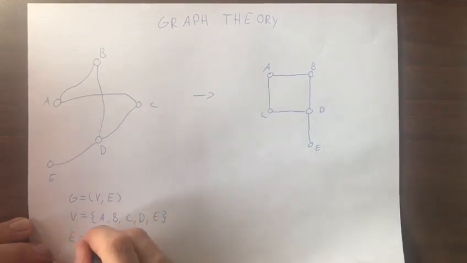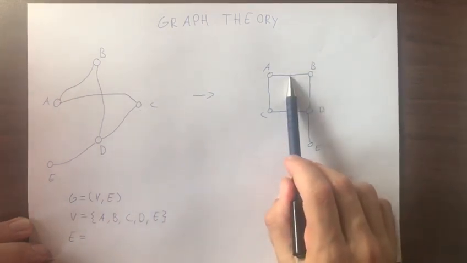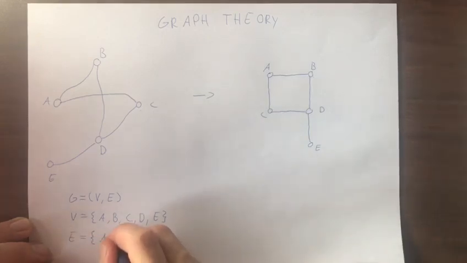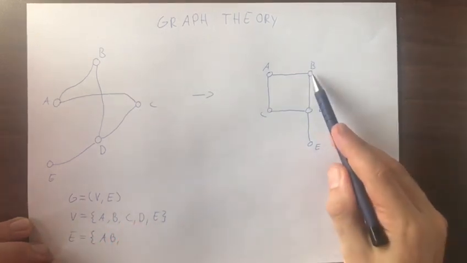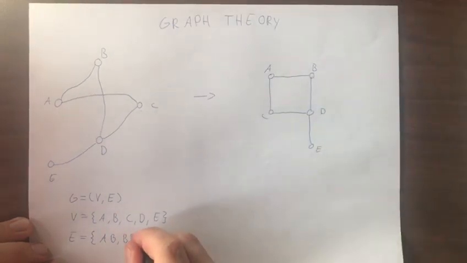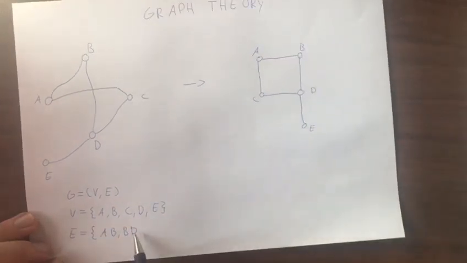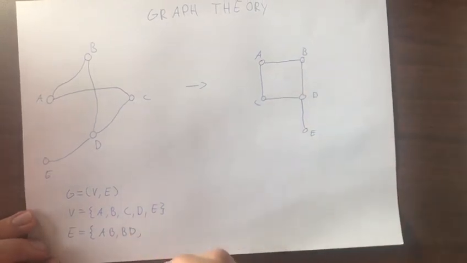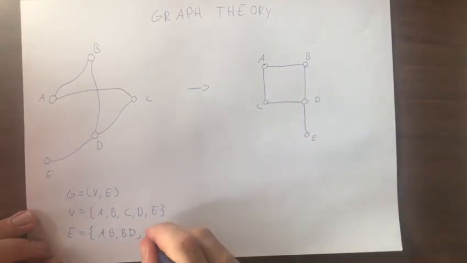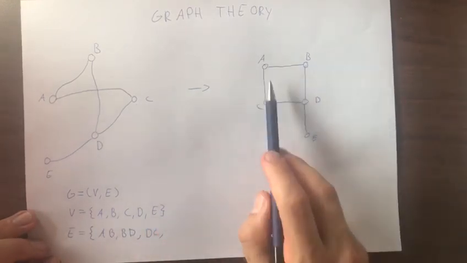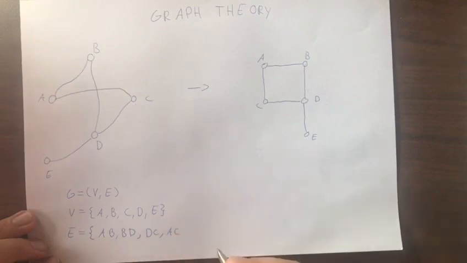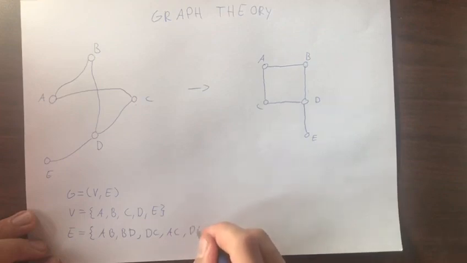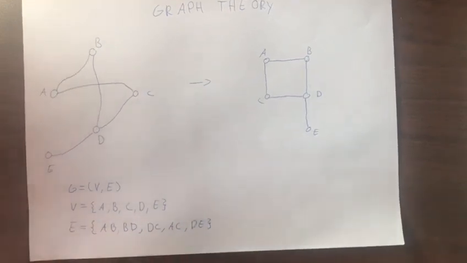We have a set of edges, which is, this is an edge, and it's between A and B, so we call the edge AB. We have one between B and D, so we call it BD. And we can also say DB, it would be the same because the edge goes both ways, it doesn't matter. We have an edge DC. We have another one between A and C, so we can call it AC. And we have the last one between D and E, which we call DE. So this would be the set of edges.